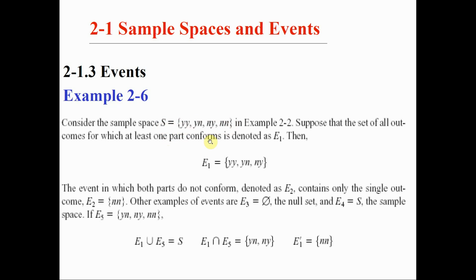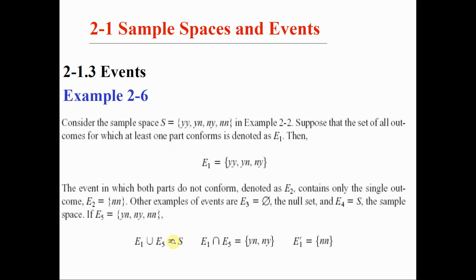Now the problem itself defines some events. Event E1 is defined as YY, YN, and NY. E2 is defined as NN only. That's the only outcome in E2. E3 is empty, so it's an empty set. E4 is S itself, which is the same as the sample space, so E4 is the whole sample space. And finally, E5 is YN, NY, and NN.